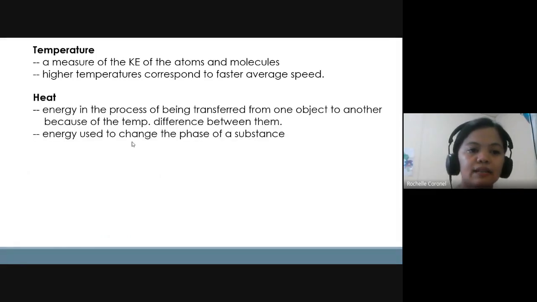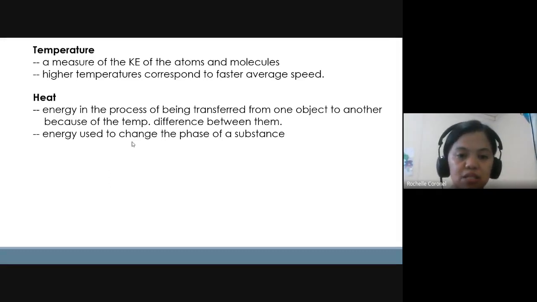atom. And then heat. Heat is energy in the process of being transferred from one object to another because of the temperature difference between them. So if there's a temperature gradient between two objects or another medium, there will be a transfer of heat. And not only that, heat is also energy used to change the phase of a substance. So it doesn't have to have a difference or a temperature gradient. If you change the phase of a substance, then energy is used to do that.